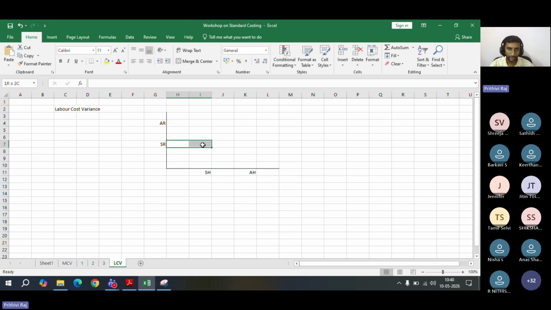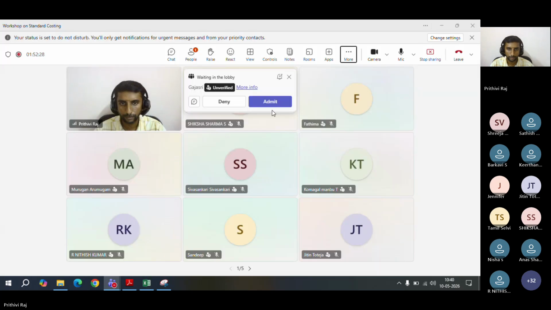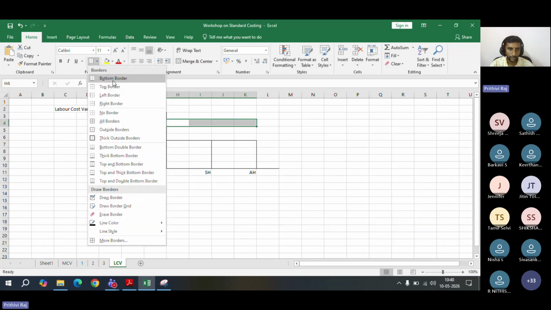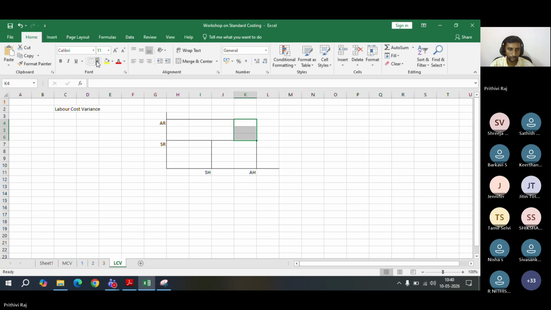SR into SH, SR into SH, SR into AH, and AR into AH, AR into AH. Okay. So this box, what we showed there as price variance, now we are going to use the word rate. So this is called the rate variance, labor rate variance, the difference between the standard rate and the actual rate.